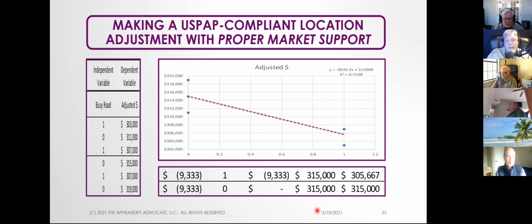And I'll show some examples a little bit later when I pop open the spreadsheet. But what we did here is we saw that there seemed to be a correlation between a busy road and a quiet road. And we found that correlation. It's a 75% correlation, and the amount is $9,300 as the adjustment. If you put this $9,300 adjustment in, you will end up with a very tight range in your adjusted sale prices.